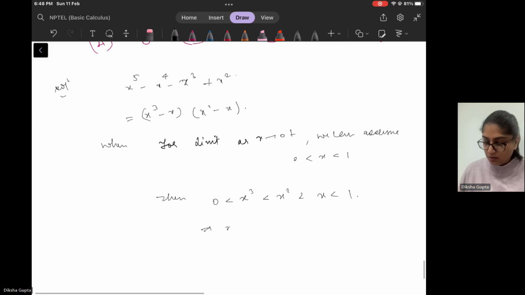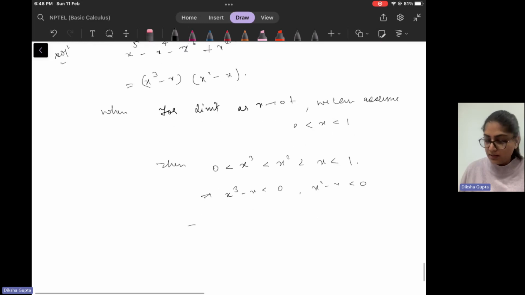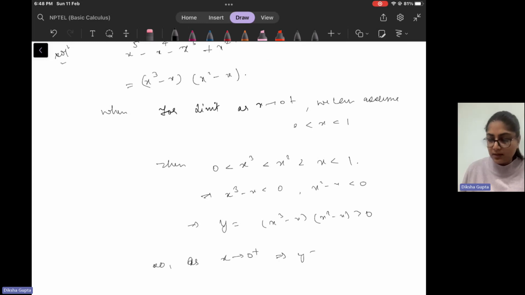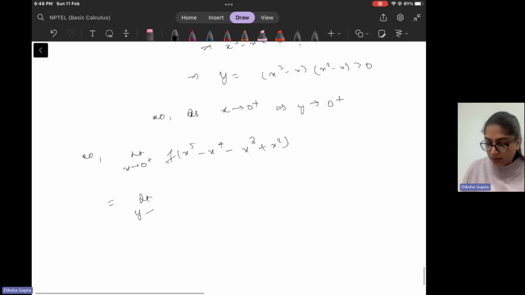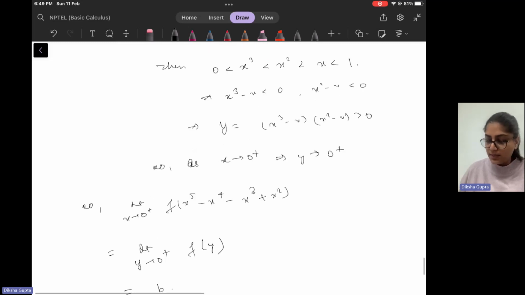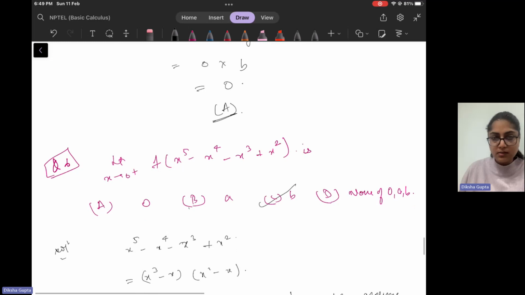So x cube minus x is less than 0 and x square minus x is less than 0, so y equals x cube minus x square minus x is positive. As x goes to 0 plus, y goes to 0 plus. So the limit of x tending to 0 plus f of x^5 minus x^4 minus x^3 plus x^2 is equal to the limit of y tending to 0 plus f of y. This is nothing but b. So our correct option here is C.